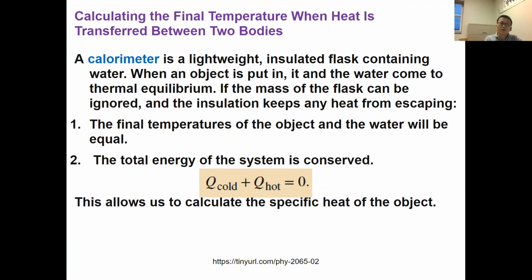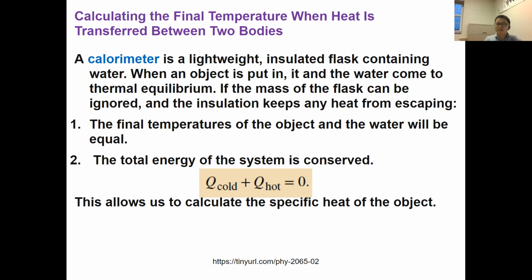So if you know this is a pure material, then you can look it up to find what will be the specific heat of it. Now if you are given an unknown material, you can use a so-called calorimeter to measure the specific heat capacity of it, and then look up the value on the table and identify this material.